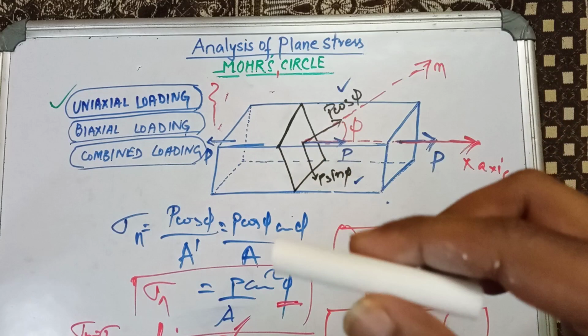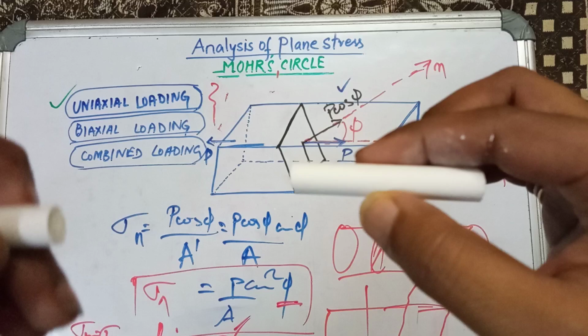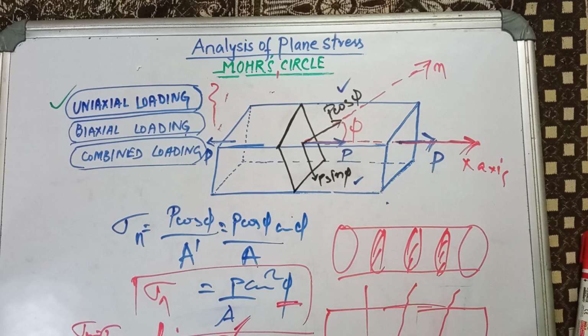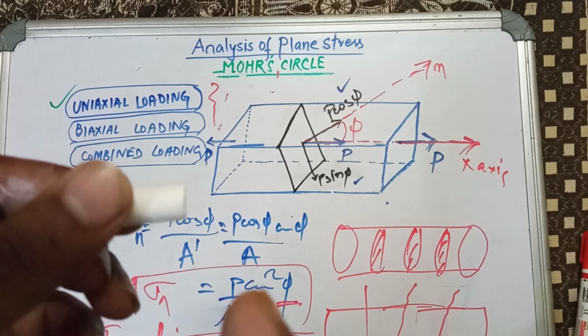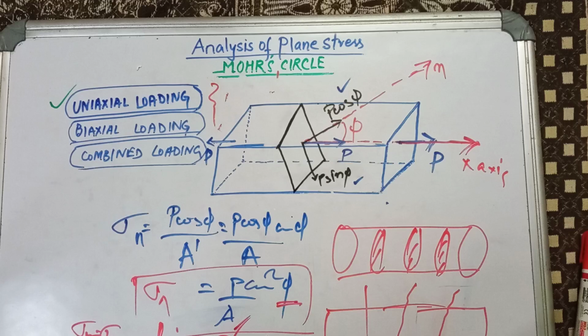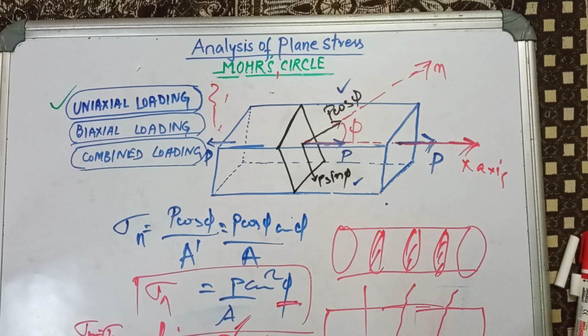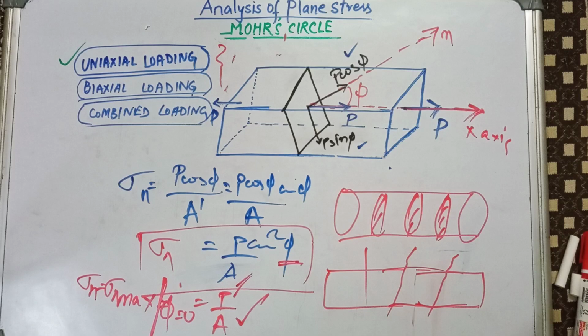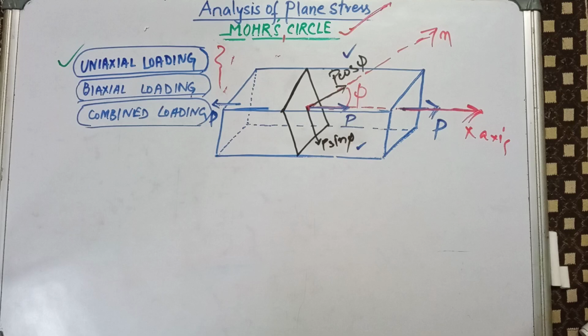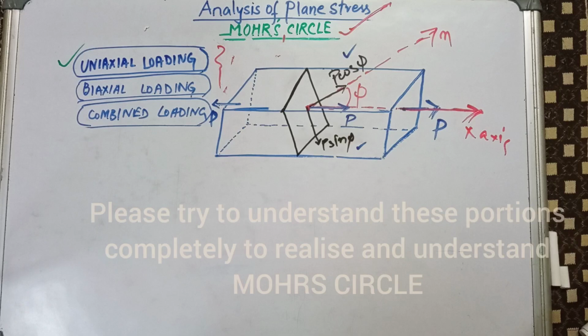Well, you can see again that the failure is almost from a cross-sectional plane. Okay. And if in reality the failure is not from a cross-sectional plane, then definitely some amount of twisting force you are applying. Is it clear to you? Otherwise, a brittle material subjected to uniaxial loading will definitely fail from a cross-sectional plane. Okay, is it clear to you? So for the time being, we have understood the failure of a brittle material under uniaxial loading.